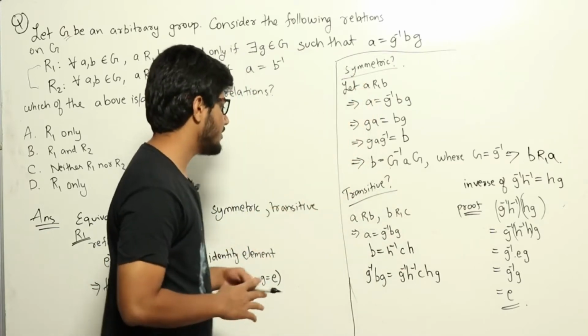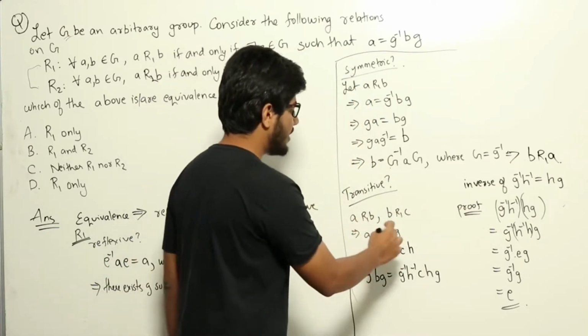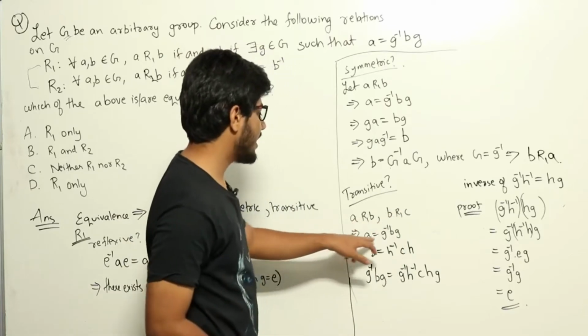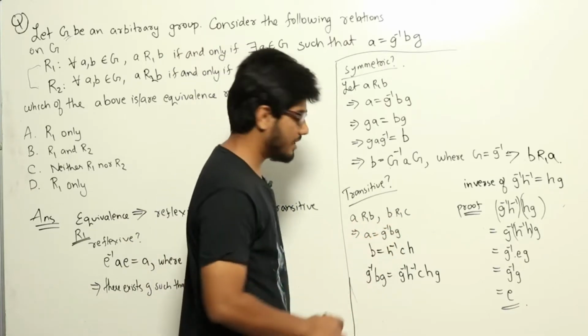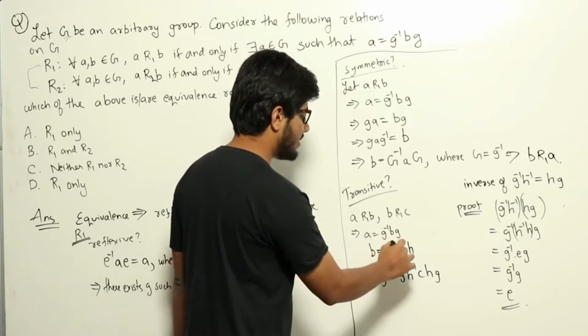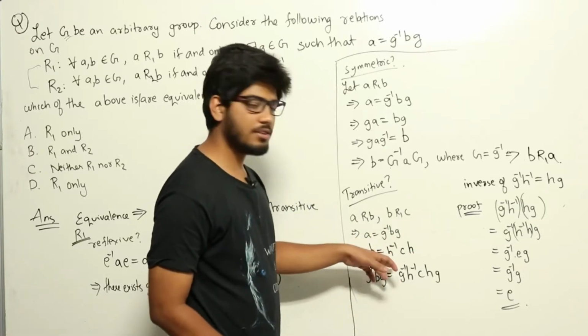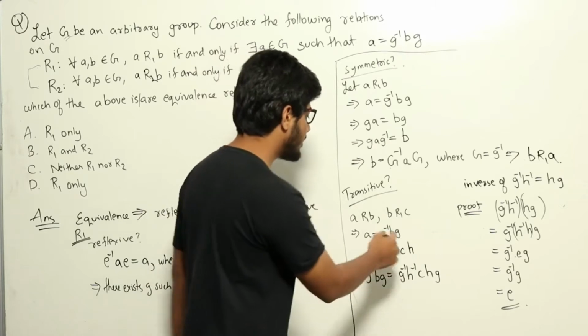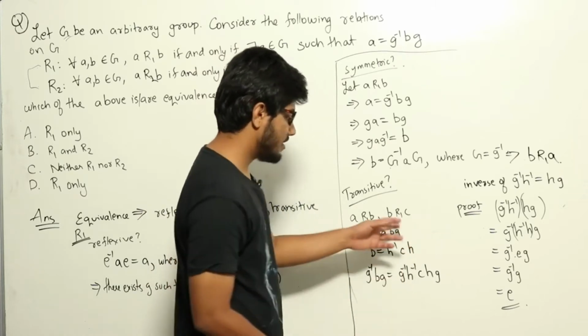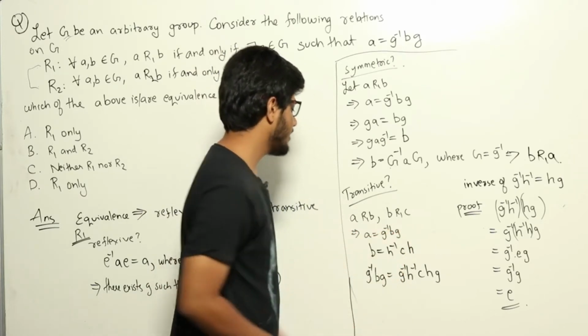Now we'll check for transitivity. Let us say A is related to B and B is related to C, which will imply A equals g inverse into B into g and B equals h inverse into C into h. Here h also will be some element of the group only. In order to avoid confusion between this g and this h, they need not be equal. That's why I have written it as h.